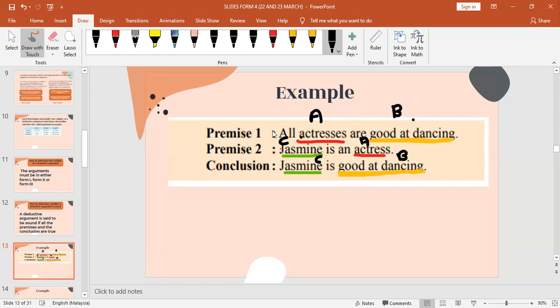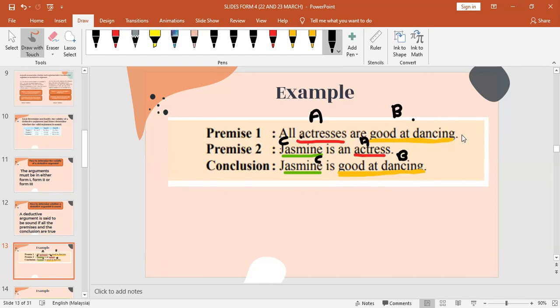Yes, because it follows the type 1, right? Form 1, which is all A is B, C is A, C is B. Okay, so this statement is valid, but is it sound? Let us look at premise 1.